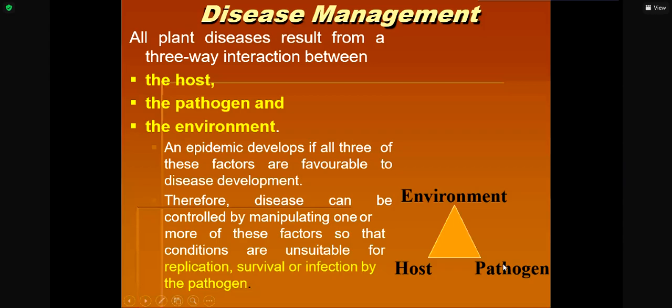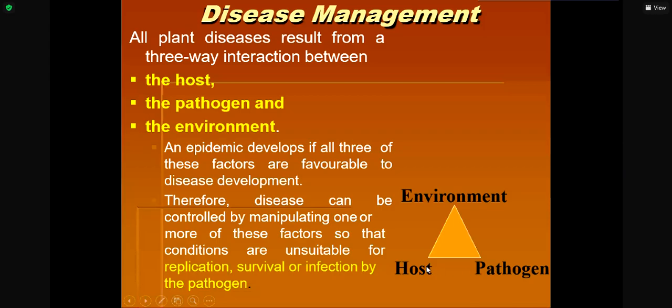Okay, let's say rice is the host plant and Bipolaris oryzae is the pathogen. So the environment is unfavorable for the rice and favorable for Bipolaris oryzae. Only then there will be disease.